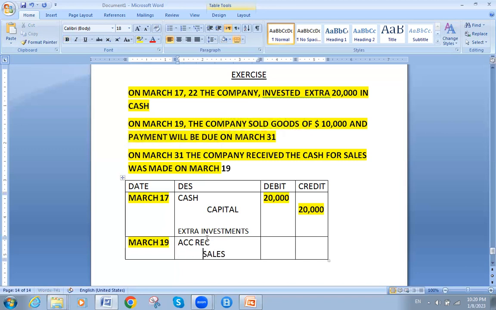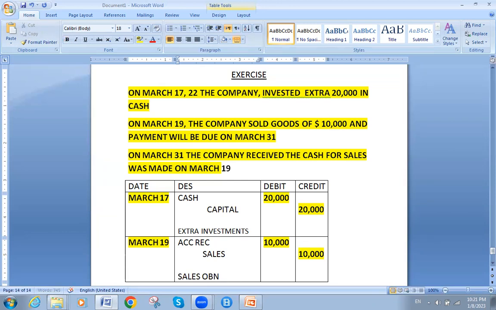And I told you before, you can write account receivable, A-C-C-O-U-N-T, receivable, R-E-C-E-I-V-A-B-L-E, or you can write AC REC, meaning account receivable, into sales. And that was for the amount of 10,000, Control and C. Here, Control and V. Then here, Control and V again. And this amount, I will put it down. Then I will say in the description here, sales on credit.